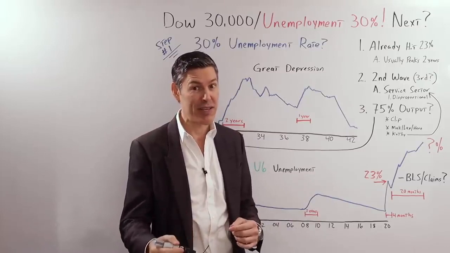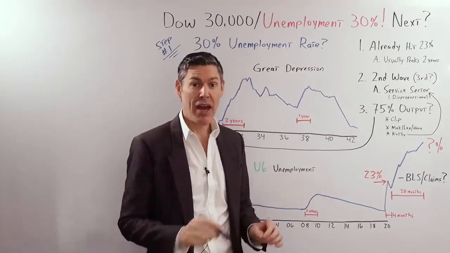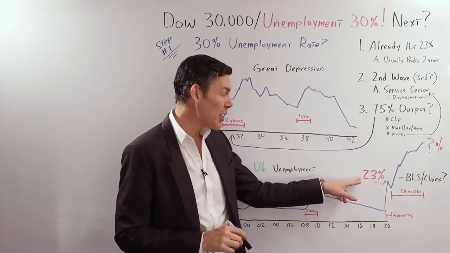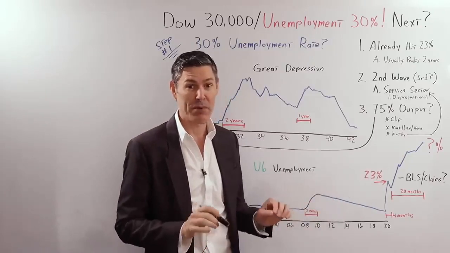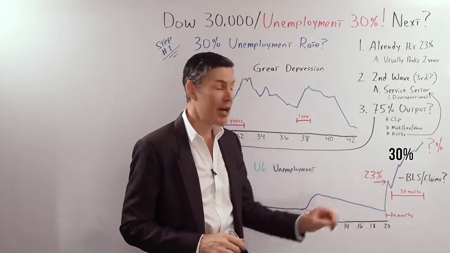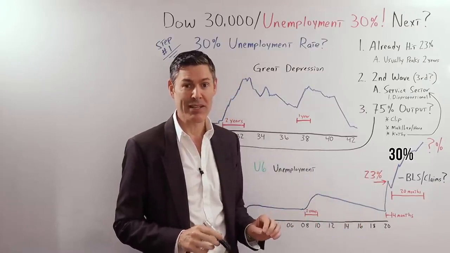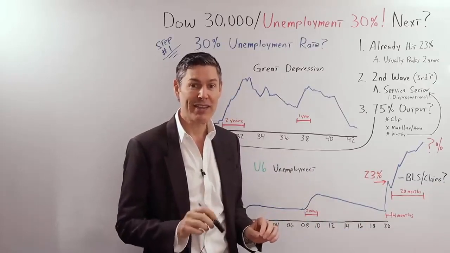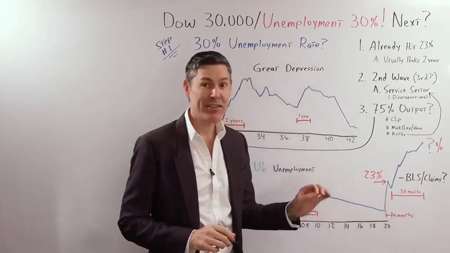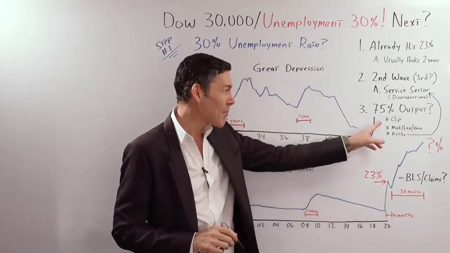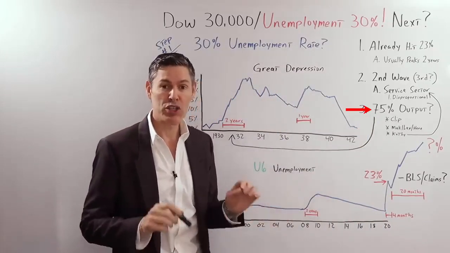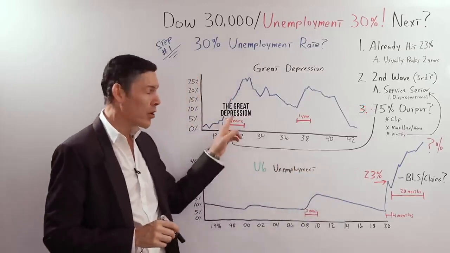So if the BLS is wildly understating unemployment, when you compare that to the amount of people that are actually receiving unemployment benefits, and you consider the fact that just 2 months ago, we were at 23%, and that's what the government was willing to admit to. It's not a stretch to think we could already be at 30% unemployment. And keep in mind, if history is any indicator, we've got another 20 months to go, and that's assuming we can get back up to 75% economic output, which would just get us back to where we were during the Great Depression.